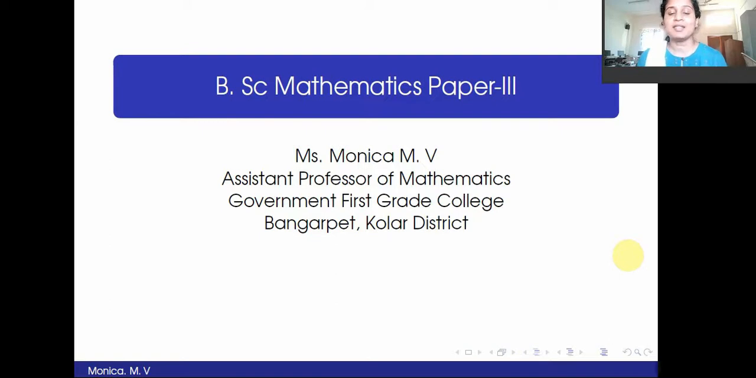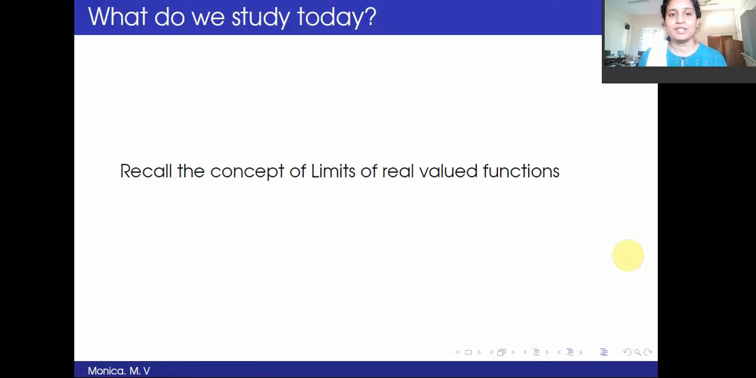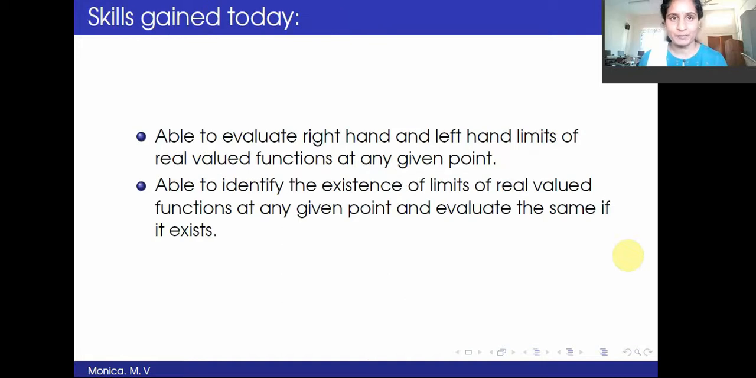Today we will start the last and the final unit of third semester BSc Mathematics, paper 3, that is Differential Calculus. So what do we study today? We will study the concept of limits of real valued functions.